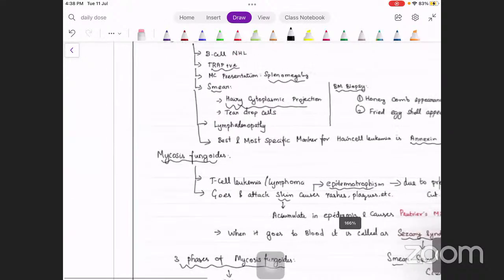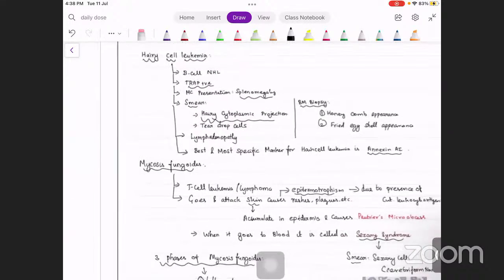Then you have hairy cell leukemia, where TRAP is positive and you may see hairy cytoplasmic projections. Fried egg appearance and honeycomb appearance you may see on bone marrow biopsy. And what is the most specific marker for hairy cell leukemia? It is Annexin A1.